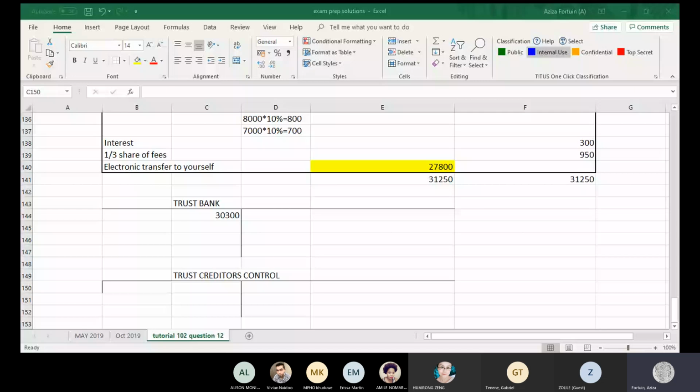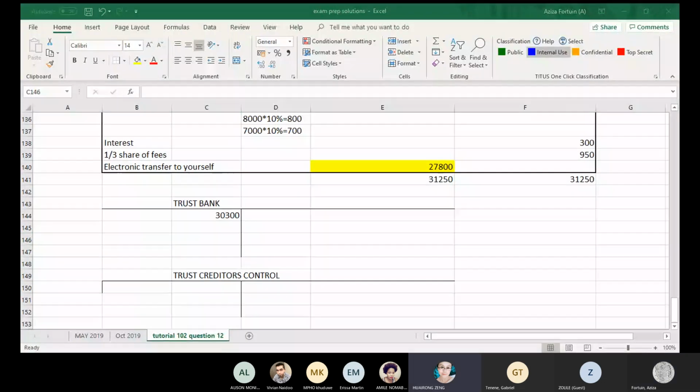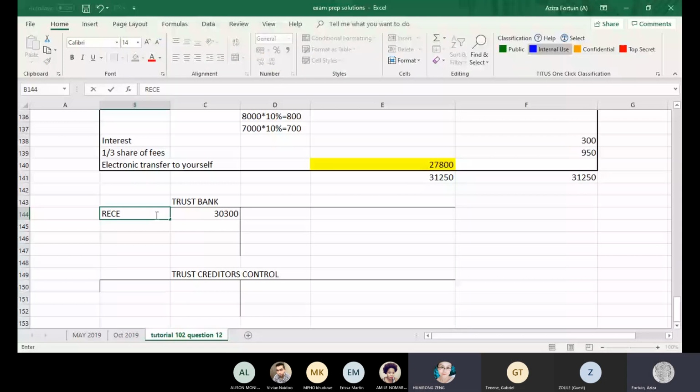Okay, what goes into my trust bank account? What amount goes into my trust bank account? Yes, I hear you, Maggie. For trust bank, we debit 30,300 rand, and we credit 27,800. Okay, and my trust creditors control?